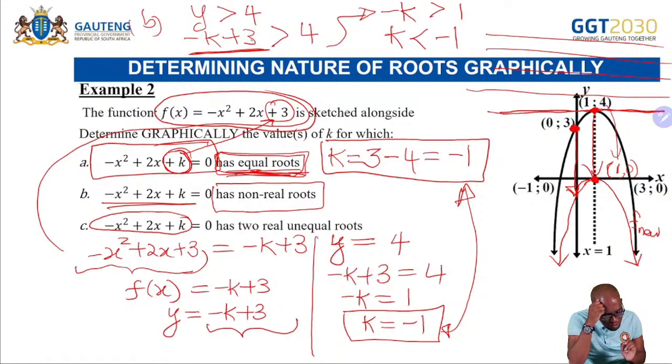If you transpose that 3, you get negative k is greater than 1, and when you divide throughout by a negative, the direction of the inequality sign changes. So k is less than negative 1. So that is correct there. Now let's move on.